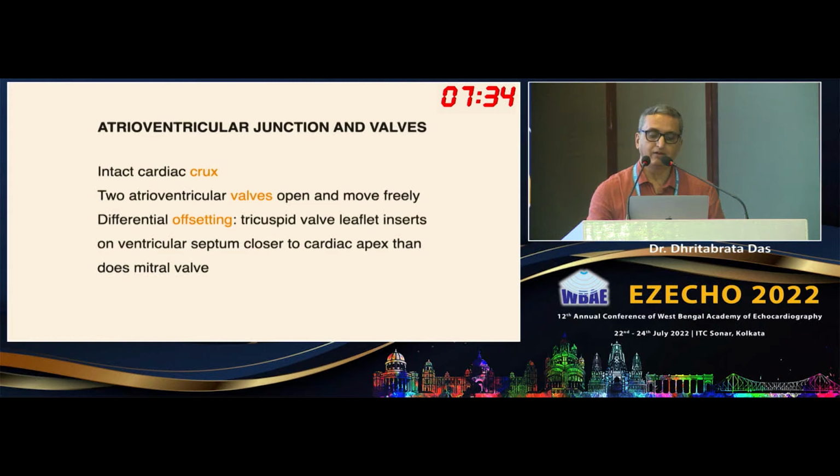Atrioventricular junction and valves are also very important. So one should ensure that the cardiac crux is intact. Both the atrioventricular valves are at a different level. Tricuspid valve is more towards the apex, and they are opening and moving freely.